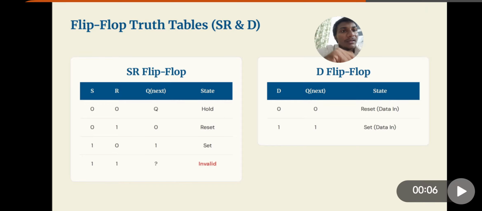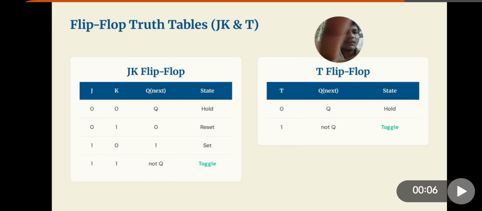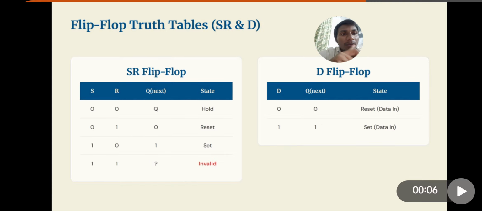In the D flip flop, D equal to 0 gives Q equal to 0, the reset state, and D equal to 1 gives Q equal to 1, the set state. Here there are only two possible ways.